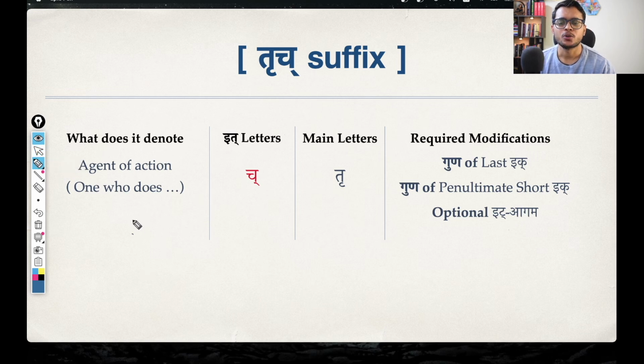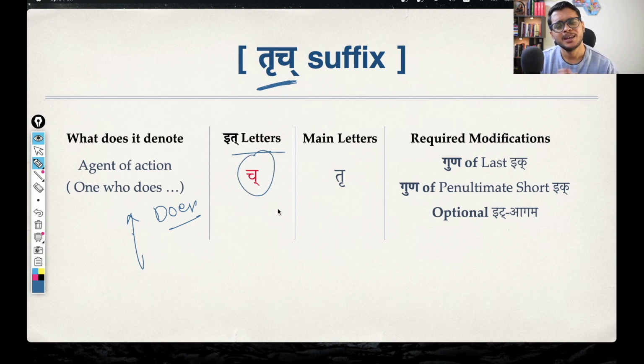So, what does it denote? As I discussed before, this denotes the agent of action, one who does, the doer. The new pratipadika that will be formed from a dhatu using this trich suffix will represent the agent of action, one who does that action. And then we have the it letter. In this trich suffix, the it letter is cha. This cha is just there to indicate something. Maybe it is there to indicate something, maybe it is just there for intonation purposes also. But the point is that these it letters do not form the main content of the suffix, so we basically remove them from the actual content of the suffix. Okay.